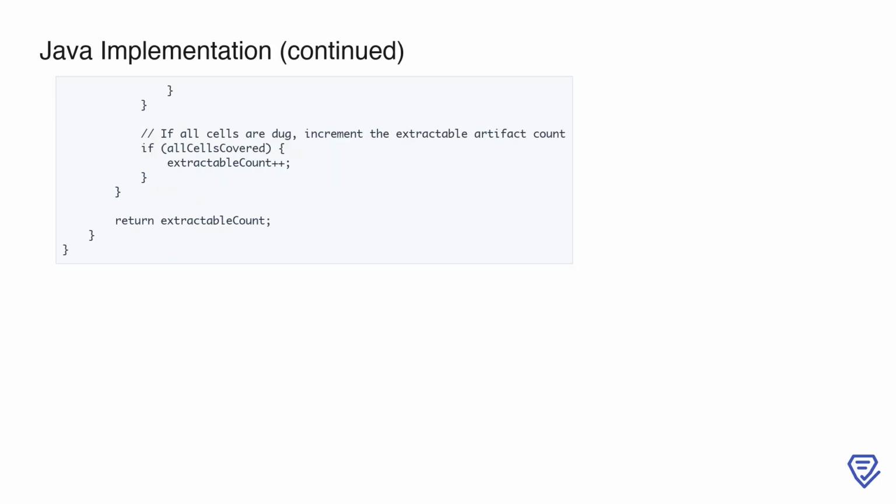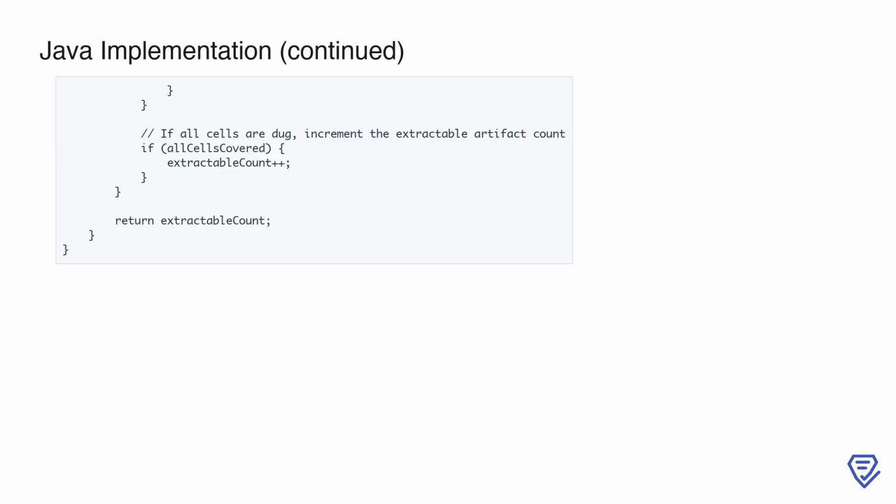For each cell within the artifact's bounds, we use nested loops to iterate over the rows and columns. We check if the current cell, represented as row column, exists in the dug cell set. If we find a cell that has not been dug, we set the all cells covered flag to false and break out of the inner loop. This ensures that we stop checking further cells for the current artifact as soon as we know it cannot be fully extracted. After examining all the cells for a given artifact, if the all cells covered flag remains true, it means all the cells required to extract this artifact have been dug. In that case, we increment the extractable count by 1.